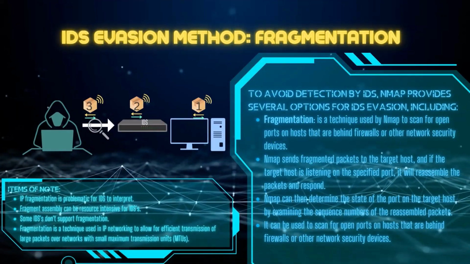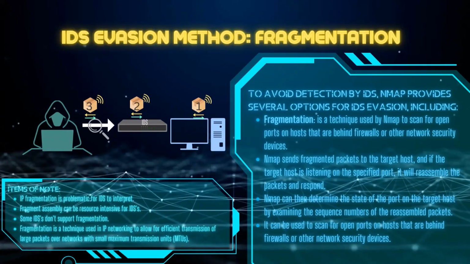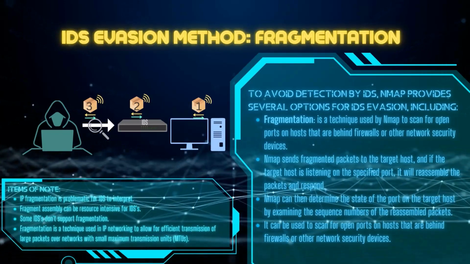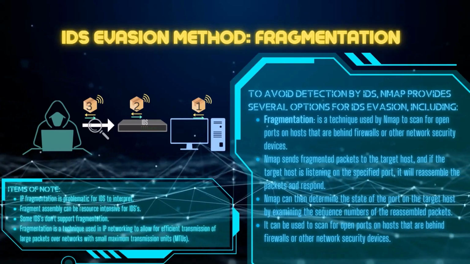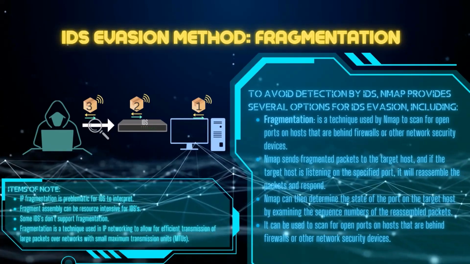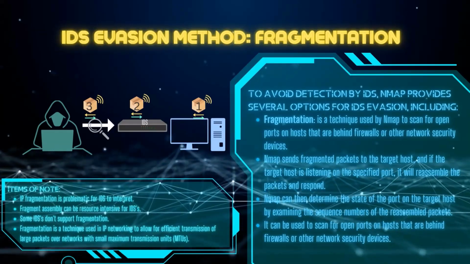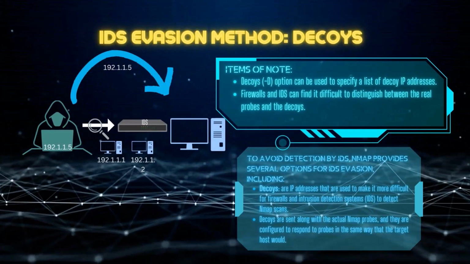IP fragments can be problematic for IDS as they have to guess how the remote system will interpret the packet, which can differ depending on the platform. Fragment assembly can be resource intensive as well, thus some IDS still do not support fragmentation well. To overcome this, specify the -f option to use tiny IP fragments, 8 data bytes or fewer, when performing a port scan.